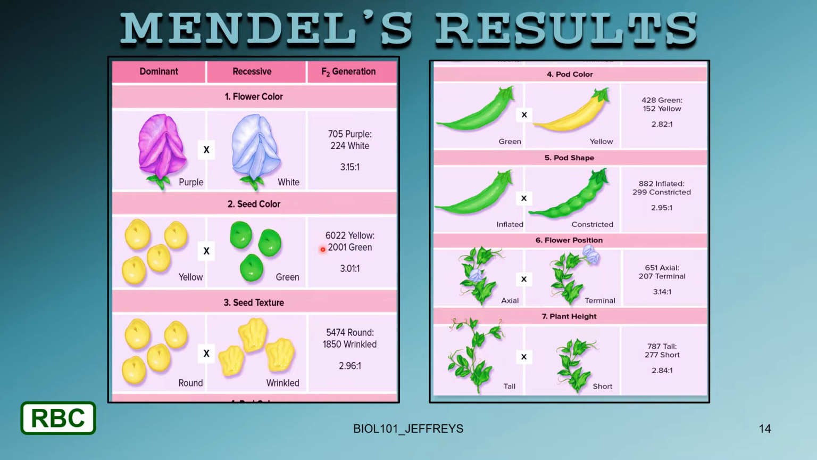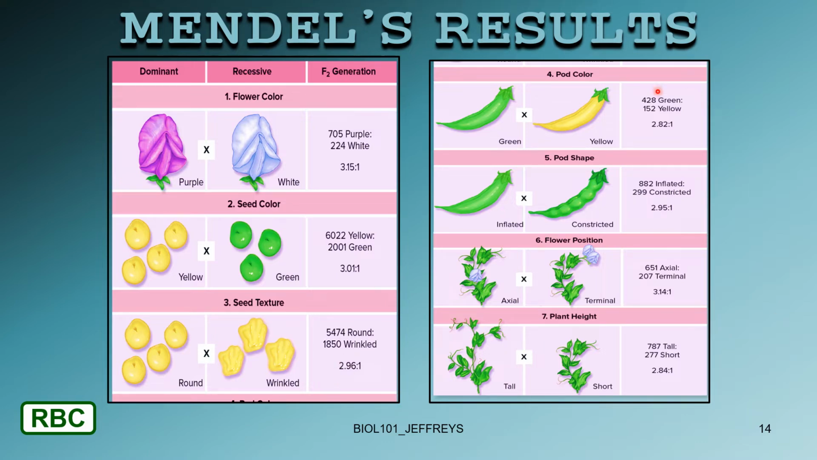There's 600 yellow, 2,000 yellow, 6,000 yellow, 2,000 green. Down here we have almost 3,000 plants, and you can see the split there.